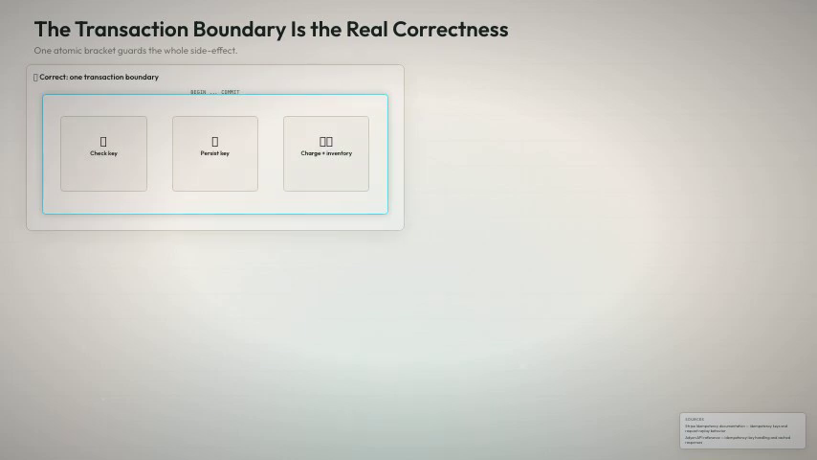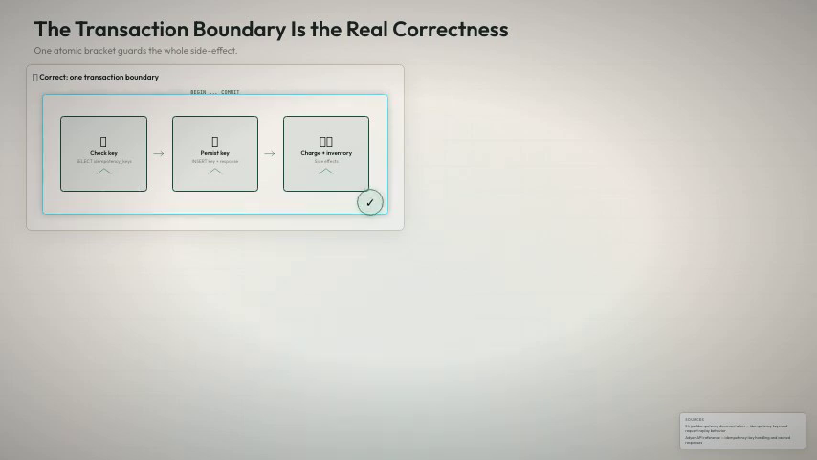But the idempotency key header is only the visible tip. The real correctness lies inside the transaction boundary. The server must check for the key and persist it in the same database transaction that performs the side effects: charging the card, decrementing inventory, creating the order row. Separate those steps and a retry can slip between the check and the persist. Both requests charge the card, both decrement inventory.